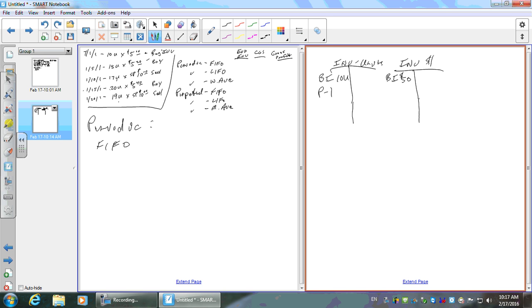So purchase one is 15 units, is it? So now I have 25. Would everybody agree to that? 10 plus 15 is common sense. Okay, how many dollars is that? $78. All you did was you multiplied 15 units times $5.20, huh? $78. You guys good with that? Okay, it's easy, isn't it? So I have $128 of inventory.